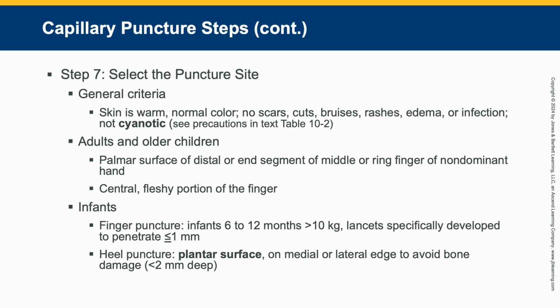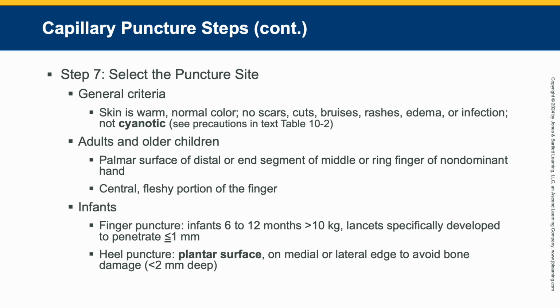In infants, if it is a finger puncture, anywhere from the infant being 6 to 12 months of age, you have specific lancets. Remember, we are not going to use an adult lancet on a baby. So you're going to use the correct lancet in order to stick them.